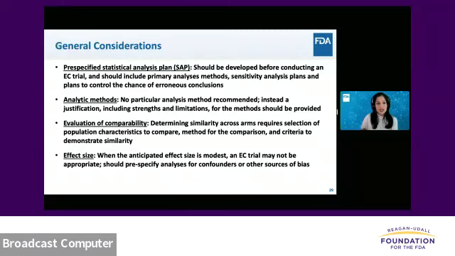The analysis plan should include a formal evaluation of comparability. It's important to determine similarity across the arms, the experimental arm and the externally controlled arm, and it requires a selection of important population characteristics to compare, a method for that comparison, as well as criteria to demonstrate similarity. Lastly, it's important to consider what the anticipated effect size is. If it's modest, an externally controlled trial may not be appropriate, and we should pre-specify analyses for confounders or other sources of bias to ensure that whatever is observed in an externally controlled trial can ultimately be attributed to the intervention of interest. Next slide, please.